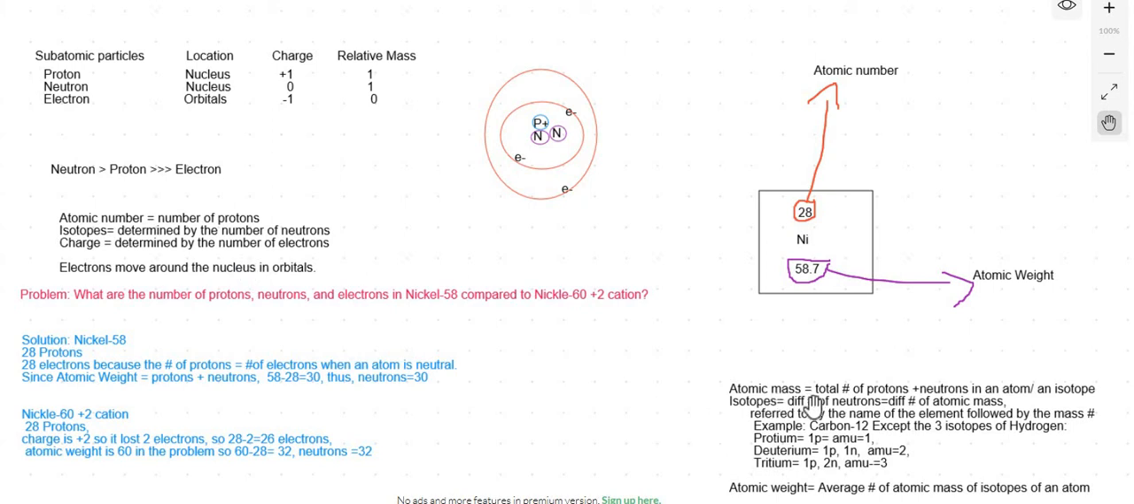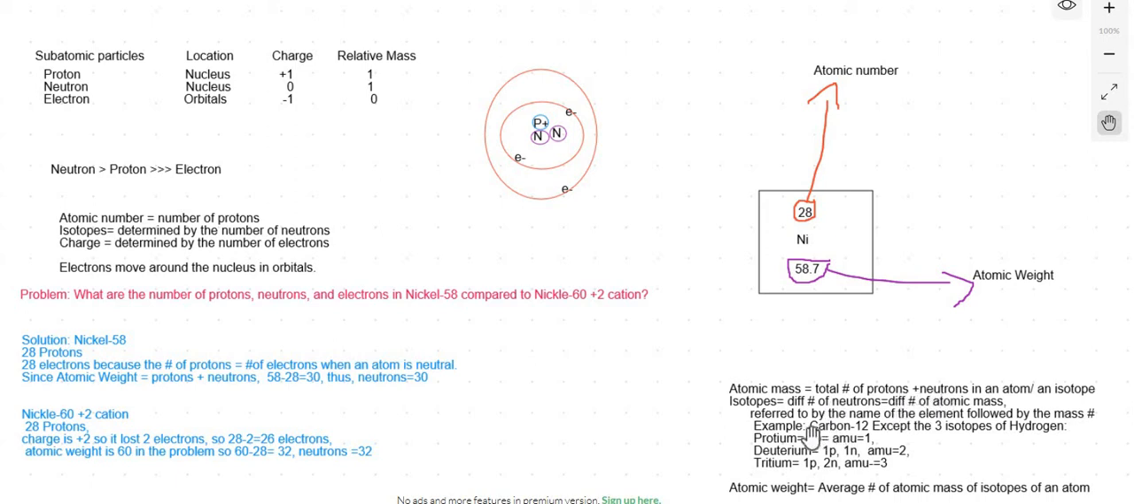Atomic mass is just the total number of protons and neutrons in an atom or an isotope. Isotopes are atoms of an element with a different number of neutrons. That's what makes up isotopes. Now, because they have a different number of neutrons, they're also going to have a different atomic mass because atomic mass is protons plus neutrons.